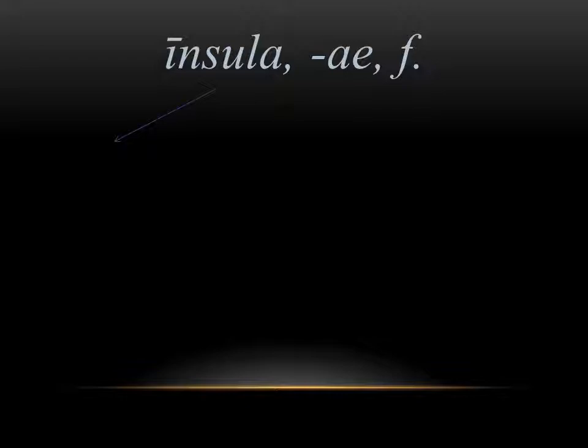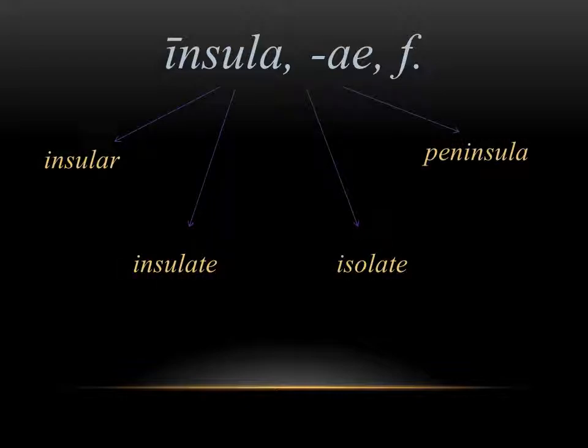So the first derivative we want to look at is insula, which means island. In our book, we're really talking about an apartment building, though. But the words we get in English, the derivatives, all come from that idea of an island. So you have words like insular, insulate, peninsula. They all relate to this idea of an island.